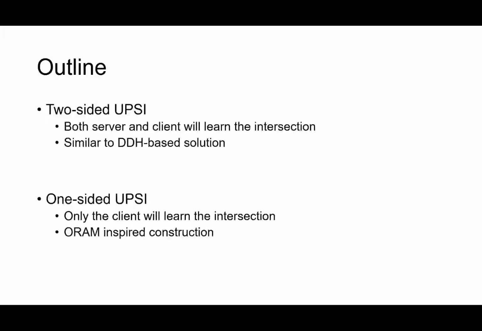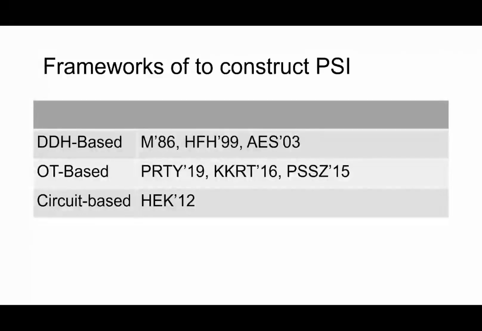In our work, we divide into two different variants: two-sided updatable PSI based on DDH, and one-sided updatable PSI. The two-sided version will reveal the intersection to the server and the client both. And one-sided is more private. It will only reveal to the client. There are several existing works such as DDH-based, OT-based, and circuit-based, and for the two-sided version, we are going to focus on the DDH-based solution.